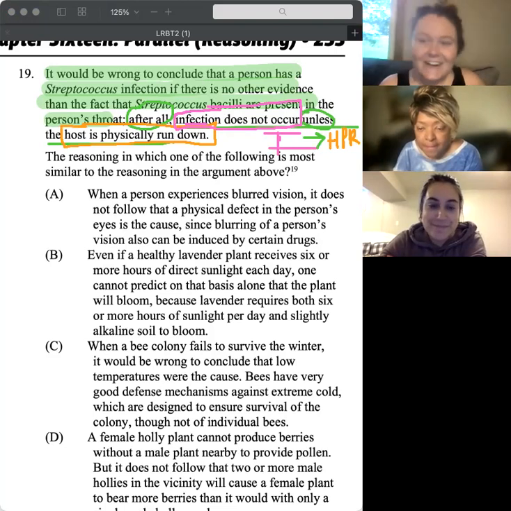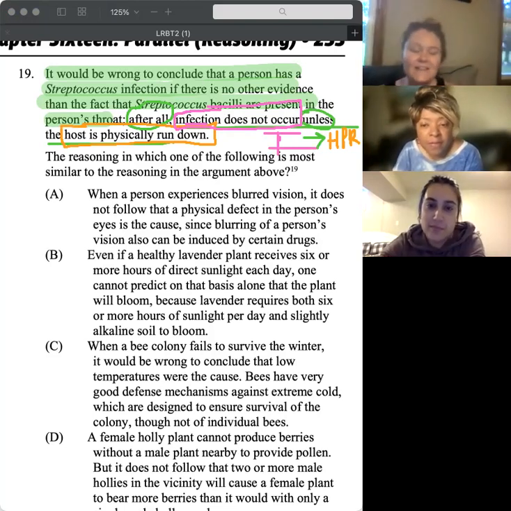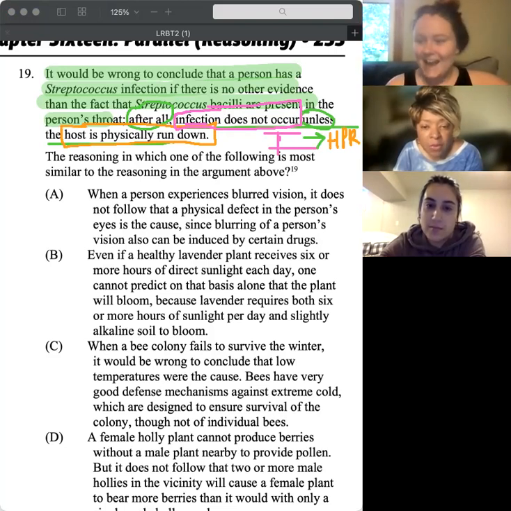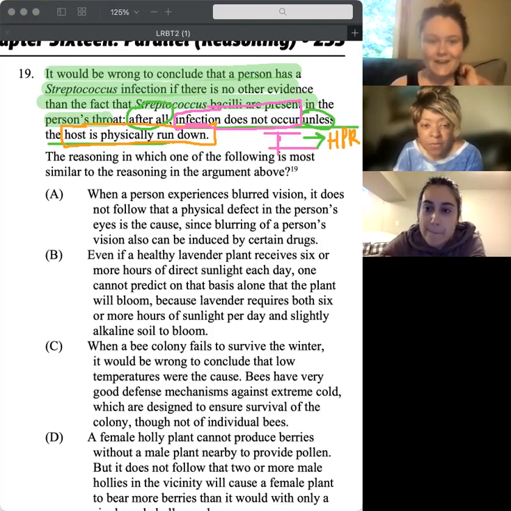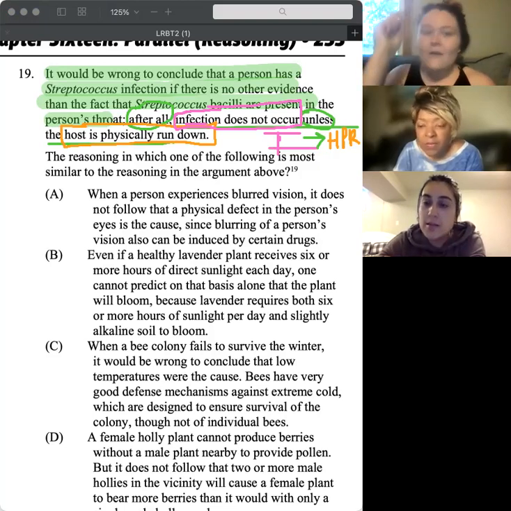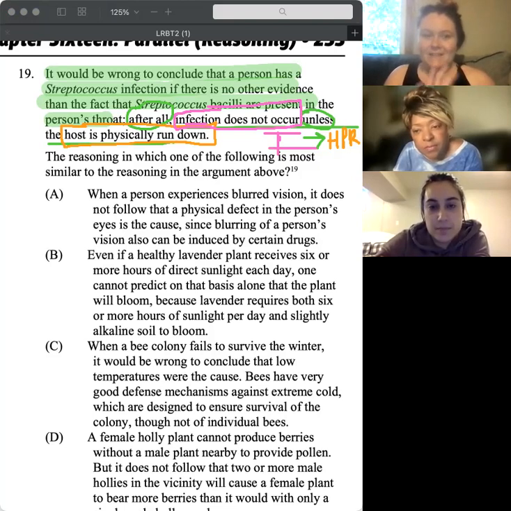But anyways, back to our argument. We're saying it's wrong to say someone has strep if there's nothing else there because there's a necessary condition to having it. Does that make sense? Okay. So we want to find something parallel to that. But I'm going to challenge you all. Think about your own argument that's following this same structure. Take like 30 seconds and just think about what could be an argument for this.